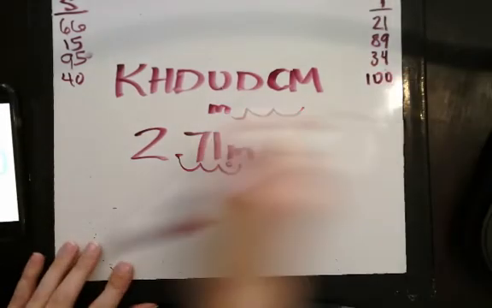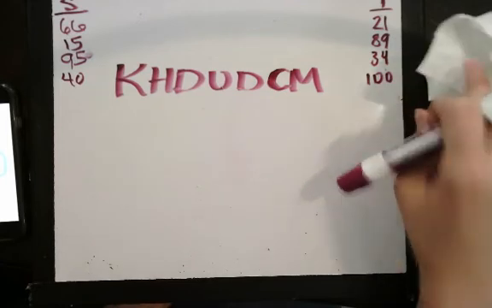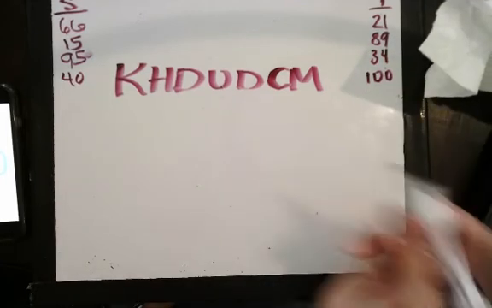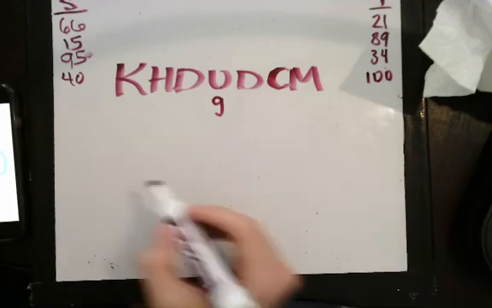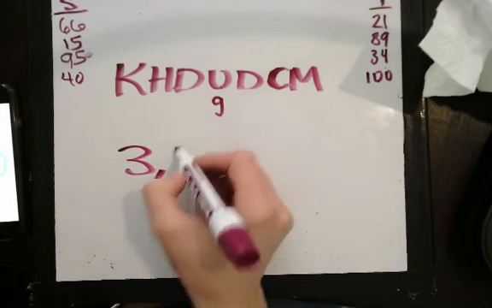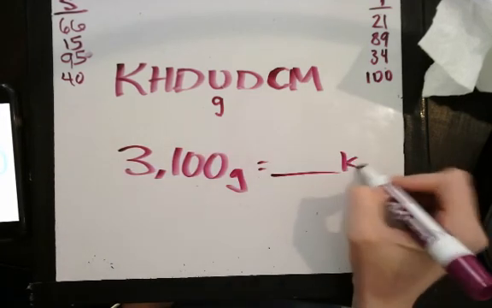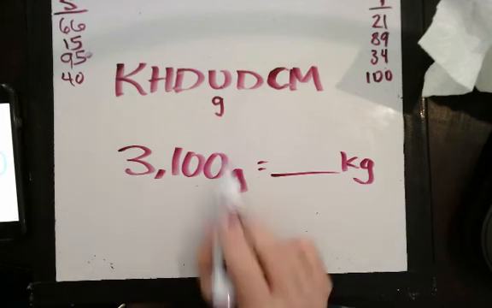Okay. Next up. We're still doing metric units, so you're still going to want that to help you. We're going to do metric units of mass this time, so our basic unit being the gram. All right, if we have 3,100 grams, how many kilograms is that? Pause and solve, then come back.